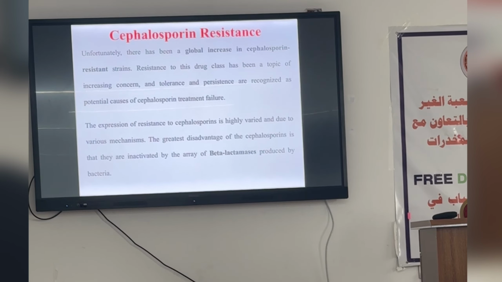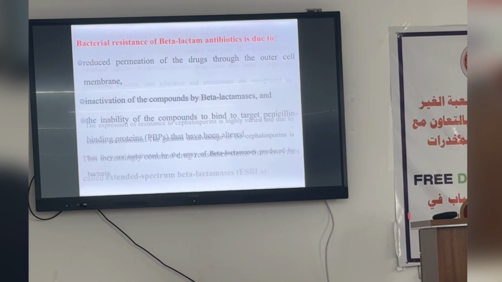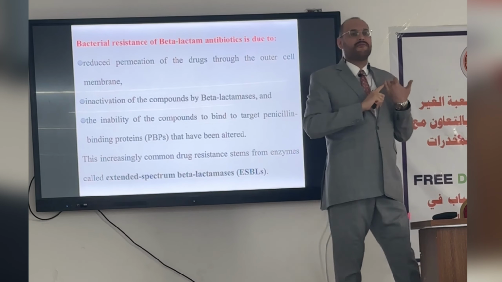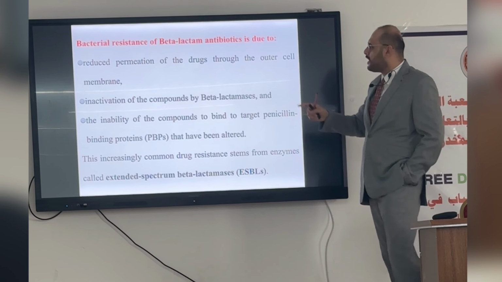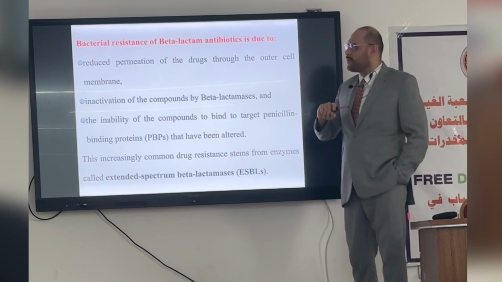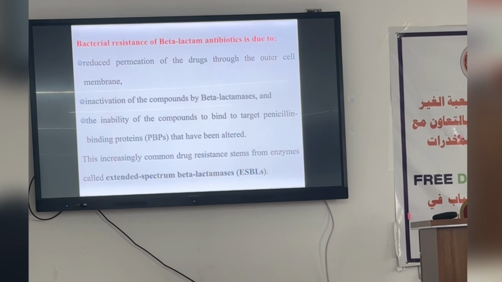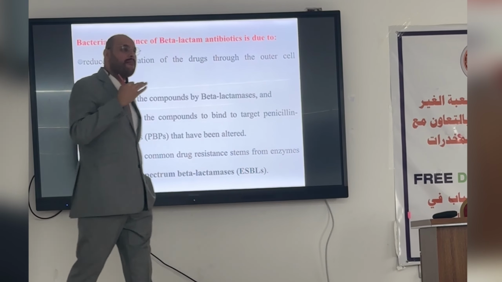Bacterial resistance to beta-lactam antibiotics is due to some problems. First of all, we have beta-lactamase, which is an enzyme produced by the bacteria, and reduced permeation of the drug through the outer membrane. الدواء ما يوصل البكتيريا. طبعا لحد الان كلها ريفرشمنت فارماكولوجي ومايكروبيولوجي. Okay, because we discussed structure and now discuss this stuff, but you need this in your field. So first of all, reduced permeation of the drug through the outer cell membrane. يعني الدواء ما يقدر يدخل البكتيريا.